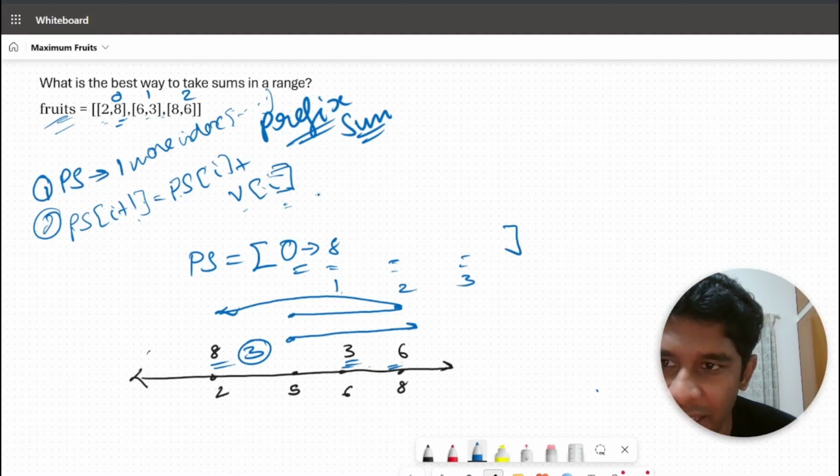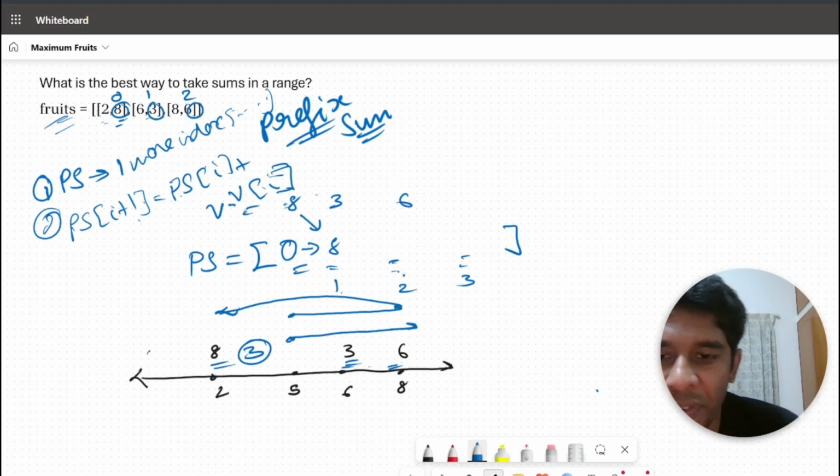I'll just write this array here as well. We have 8, 3, 6. This is just the amount of fruits, which is our v array, the value array. Prefix sum of 2 will be prefix sum of 1 plus value of 1, so that is 8 plus 3, which is 11. And the same thing, prefix sum of 3 is equal to prefix sum of 2 plus v of 2, so that will give me 17.